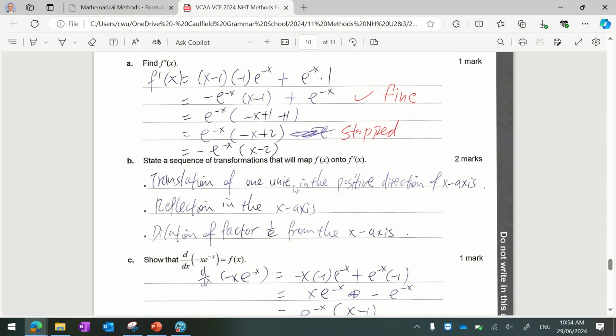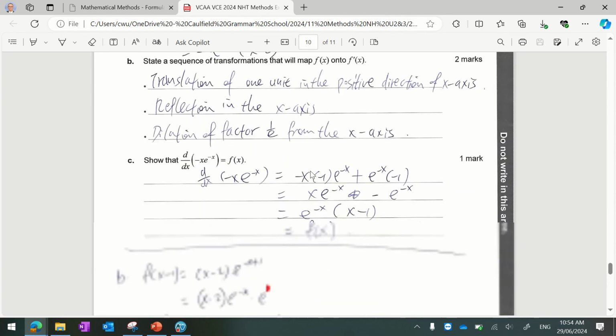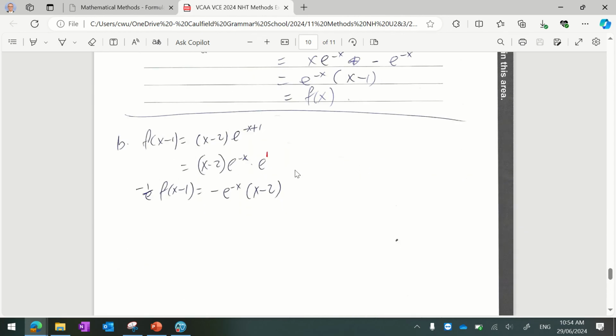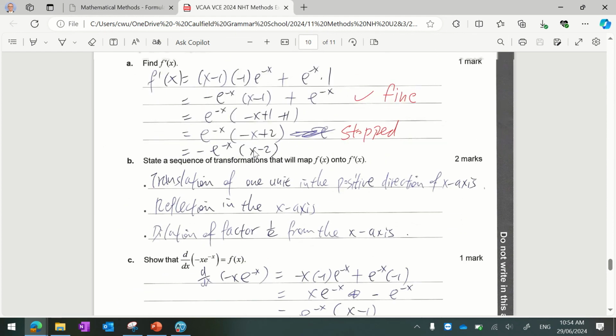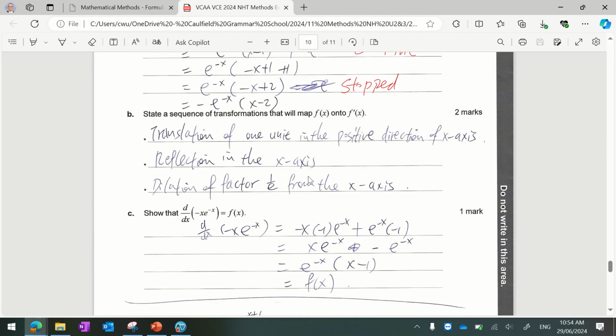Actually, in this case, it doesn't really matter, because you're not moving in the y direction. We're not translating in the y direction. So you could get away with the ordering of the transformations that you write down. But I'm just sticking to the way I thought about this. So translation comes first, and you need the right language. It's 1 unit in the positive direction of the x-axis because it's x minus 1.